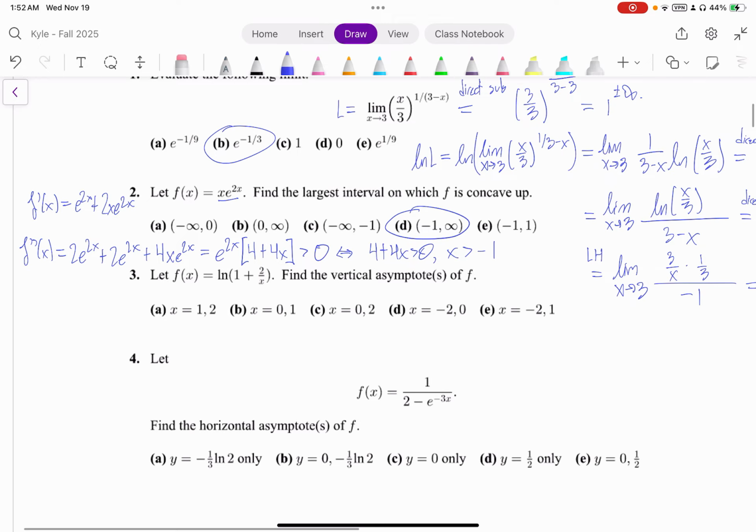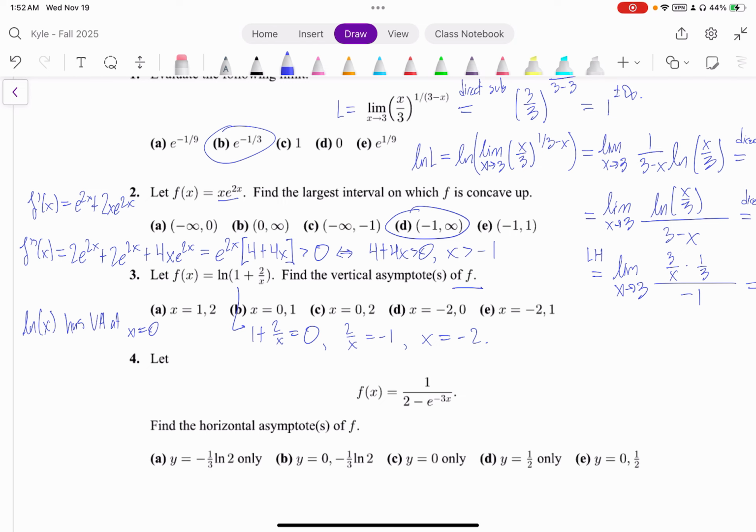F of x is equal to ln of this. Find the vertical asymptotes of f. Remember, ln has a vertical asymptote. Ln of x has VA at x is equal to 0. So we want the inside equal to 0. 1 plus 2 over x equals 0. So 2 over x equals negative 1. So x is equal to negative 2. So this is the first case.